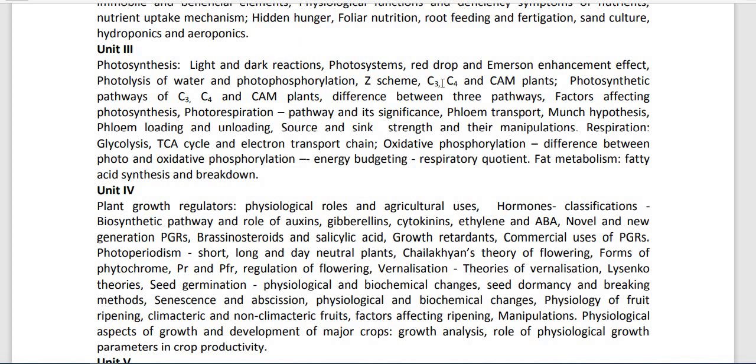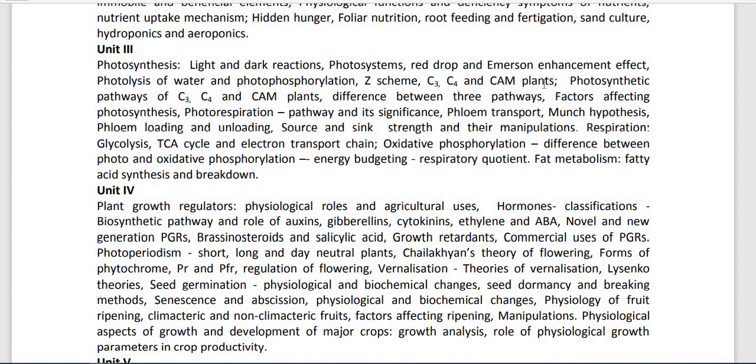In stromal reactions, it is classified into C3, C4, CAM plants. For these plants, you have to know about the photosynthetic pathway, that is the cycle of C3, C4 and CAM plants, and also how much assimilatory power is produced in C3, C4 and CAM plants, and also the difference between them. Mostly in CAM plants, CO2 fixation happens during the night time. The stomata open during the night time. So you have to clearly know what is C3, C4 and CAM, their cycles and the assimilatory powers produced.